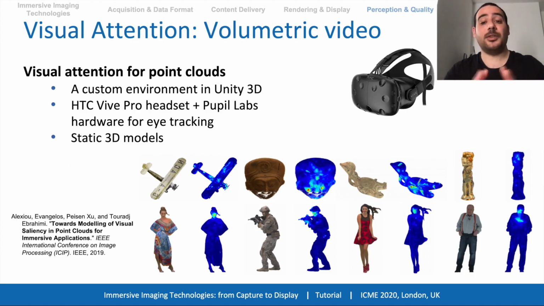As a last topic of this part, I will discuss visual attention of volumetric video. There is a recent example of visual attention work in this area for volumetric video. In this study, the researchers developed a custom environment in Unity 3D and conducted an eye tracking experiment with static 3D point cloud models. As you can see on this slide, visual attention is attracted by low-level features such as edges and contrast, and high-level features such as faces.